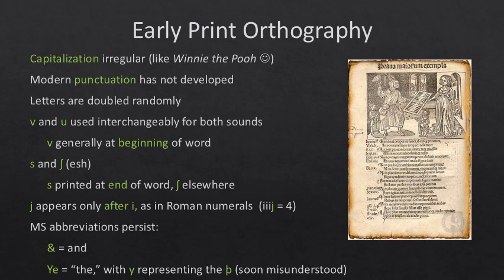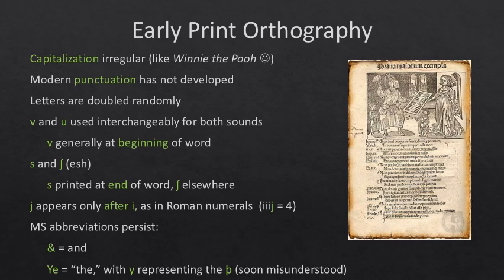Some features of early print orthography. Orthography means basically spelling, but also sort of letter formation. I mentioned that capitalization is super irregular. They haven't developed our rules yet. And if you've read Winnie the Pooh books, it's true there too, right? Pooh is a bear of very little brain, and the B in brain is capitalized.